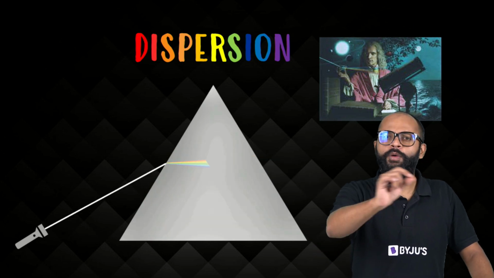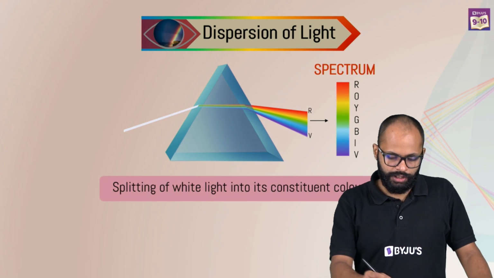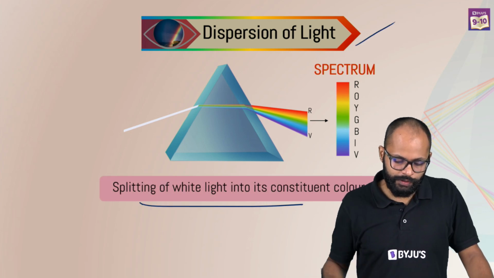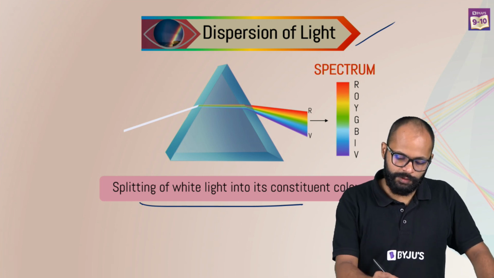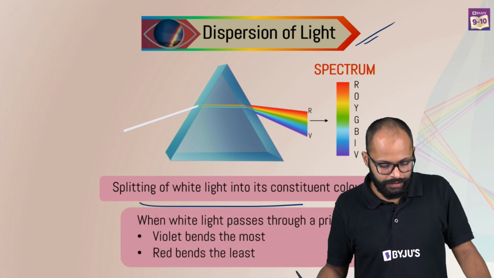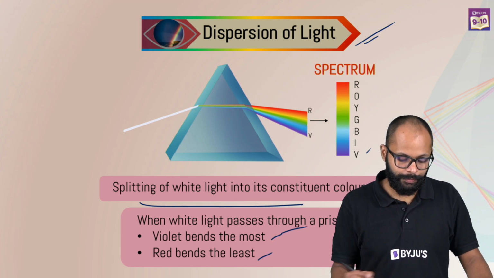Not a fancy name. Wherever you see splitting of white light is what we call dispersion. So dispersion of light is splitting of white light into its constituent colors. Who did this? Newton did this, right? Spectrum is VIBGYOR, all right? So when white light passes through a prism, the violet bends the most and red bends the least.